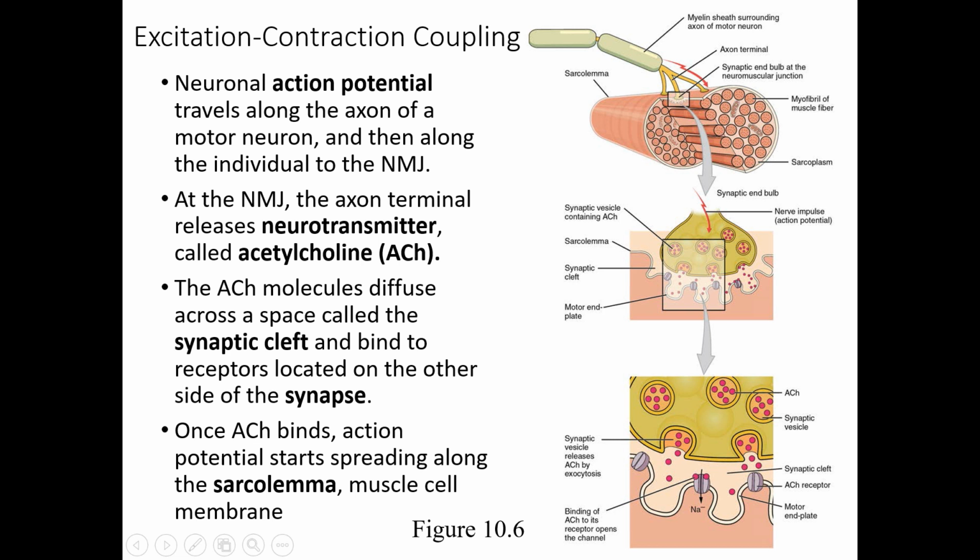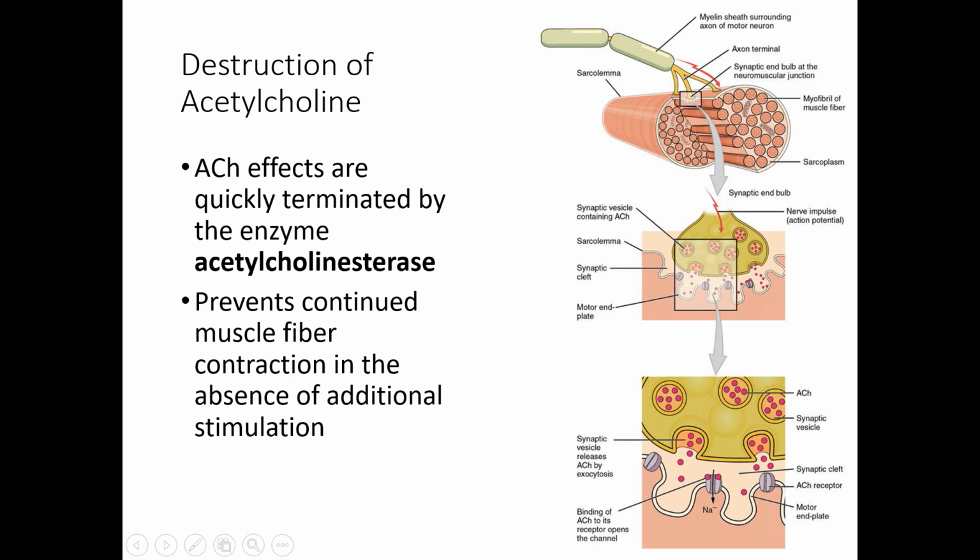Okay, after that, neurotransmitter molecules, acetylcholine molecules, go to the muscle cell and bind to special proteins. That causes an action potential to originate and spread through the membrane of the muscle cell. After the electrical signal is transmitted from the nervous cell to the muscle cell, we don't need that acetylcholine anymore. A special enzyme called acetylcholinesterase will destroy acetylcholine and prevent continued muscle fiber contraction. Because if acetylcholine was not destroyed, the muscle would continue contracting.